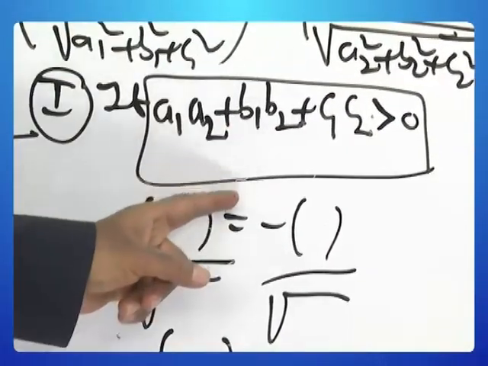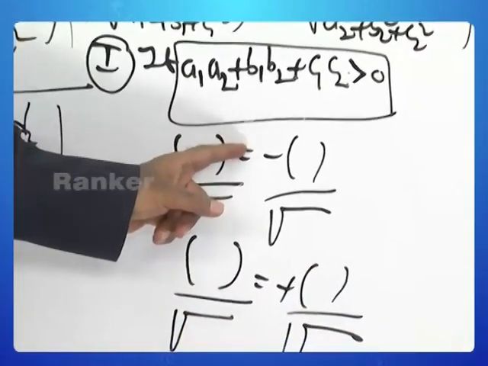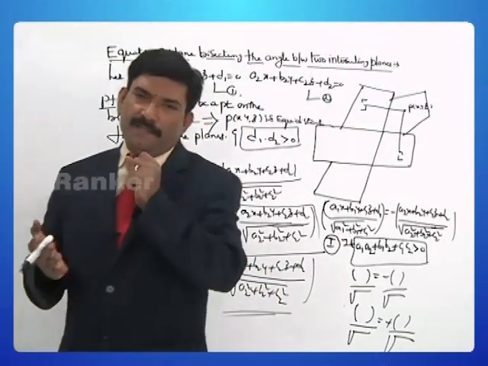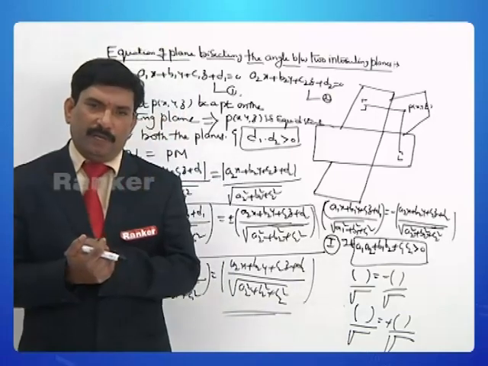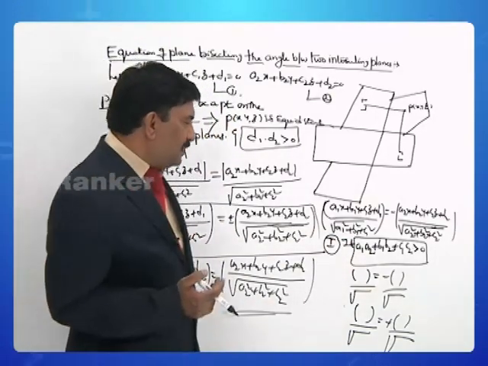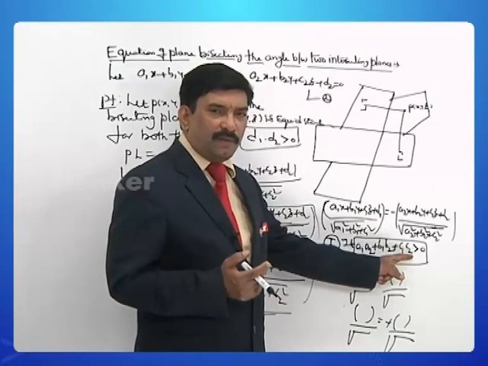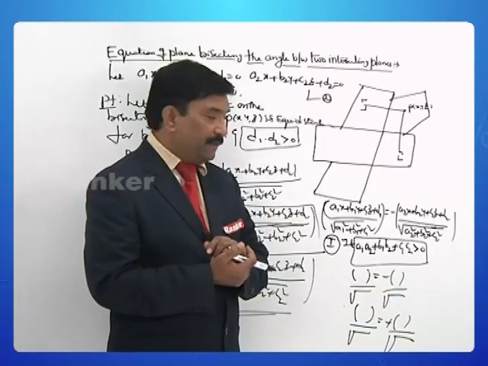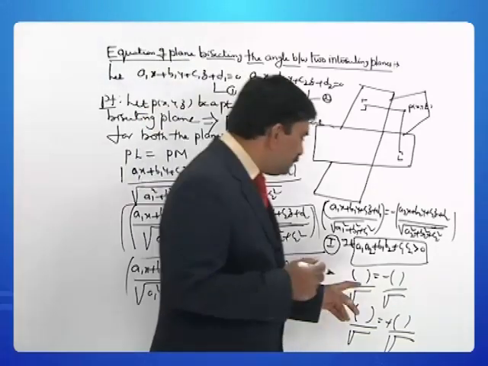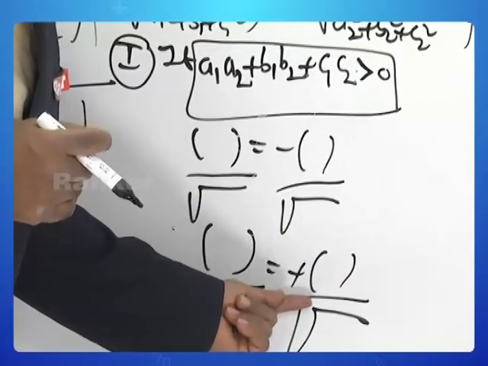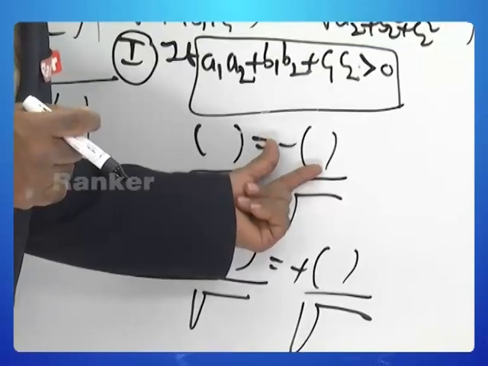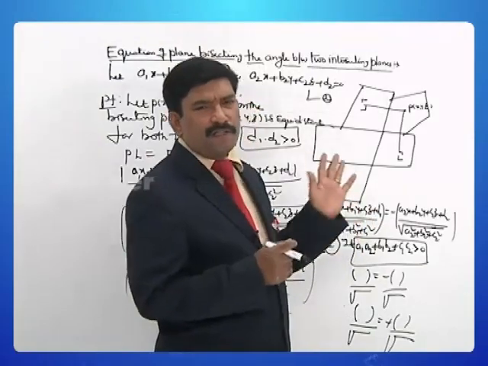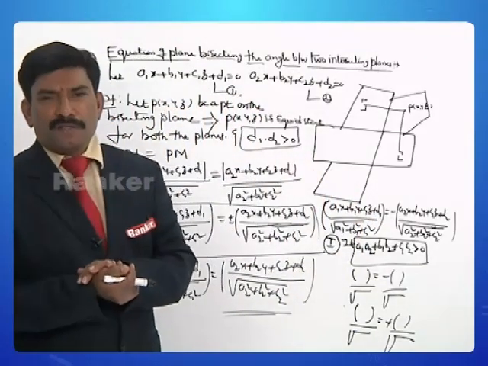If A1A2 plus B1B2 plus C1C2 is less than 0, we already discussed that. Now my context is A1A2 plus B1B2 plus C1C2 greater than 0. For this, whatever the sign is, quite opposite is the acute bisector, right? So now, for this, the obtuse bisector is this, and this is the acute bisector. So the thing is, that is with greater than 0, that contains the origin.